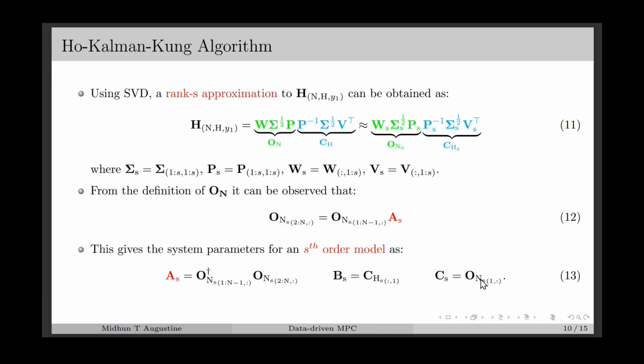For the observability matrix, we have the rows as C, CA, CA square and so on. And for the controllability matrix, we have the columns as B, AB, A square B and so on. Therefore, BS will be the first column of the controllability matrix CHS and CS will be the first row of the observability matrix ONS.